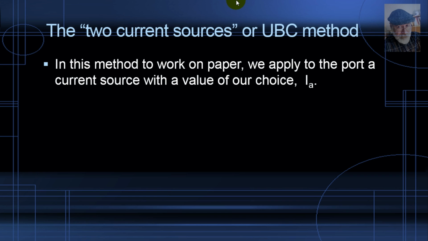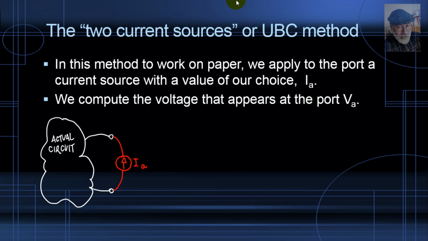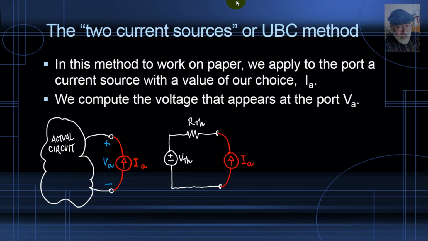We apply to the port of interest a current source, with a value of our choice I sub A, like so. When we do that, of course, a voltage will appear at that port. Let me call that voltage VA. In the lab that would be a number from a voltmeter, but on paper it is a value that we compute with M&A. If that circuit is truly equivalent to this one, when we connect that current source to the equivalent one, the same voltage VA that I have obtained with M&A from the circuit on the left must appear.